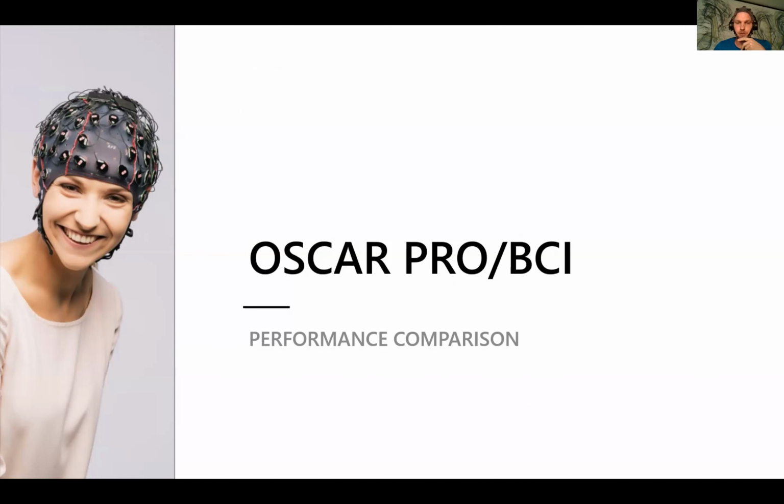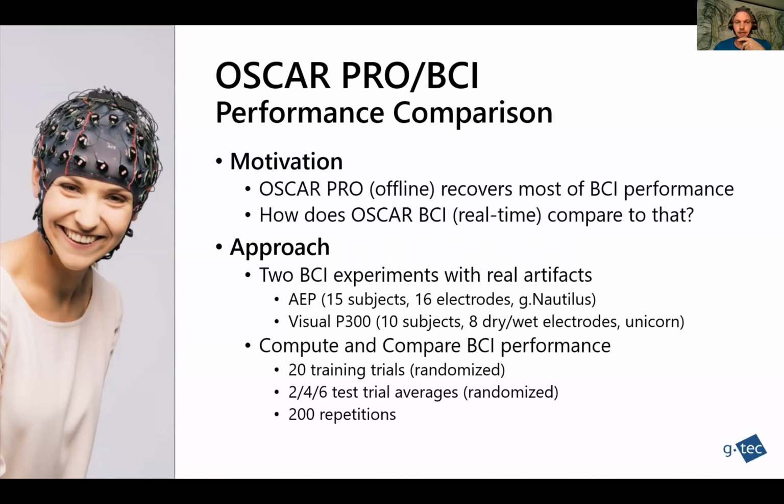So here we did not use any artificially contaminated data sets, because we don't need the ground truth anymore. We can only look at BCI performance that has been conducted with real artifacts, and luckily we have lots of them. And then we just compare the performance of OSCAR Pro and OSCAR BCI.